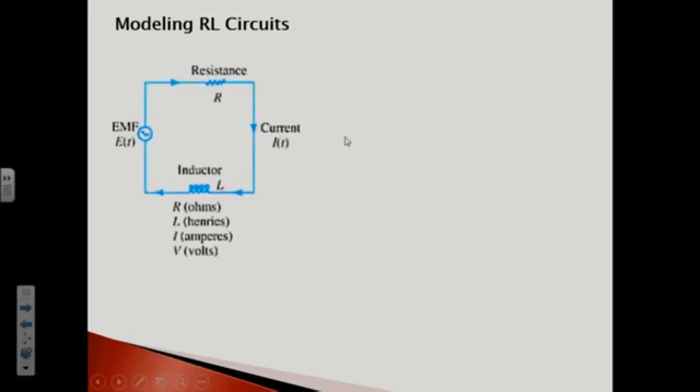Another application of first-order linear differential equations involves the current of an RL electric circuit. An RL electric circuit is one with a constant resistance R and a constant inductance L. The figure shows an electric circuit with an electromotive force, a resistor, and an inductor connected in series. According to Kirchhoff's second law, if the circuit is closed at time t equals 0, then the applied electromotive force is equal to the sum of the voltage drops in the rest of the circuit.